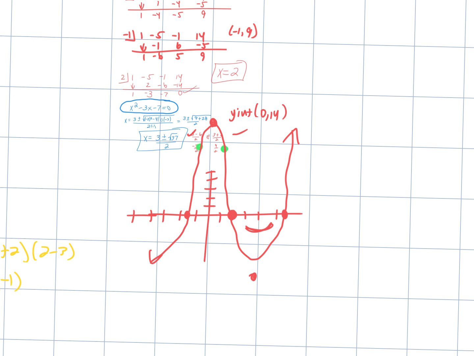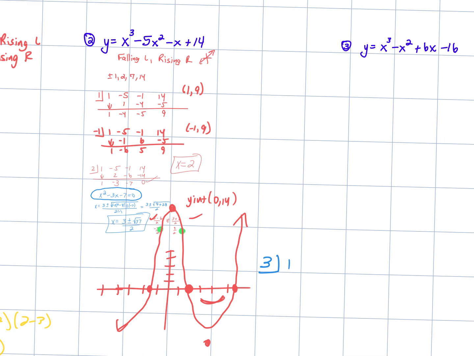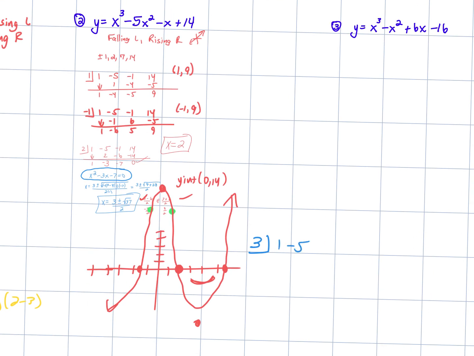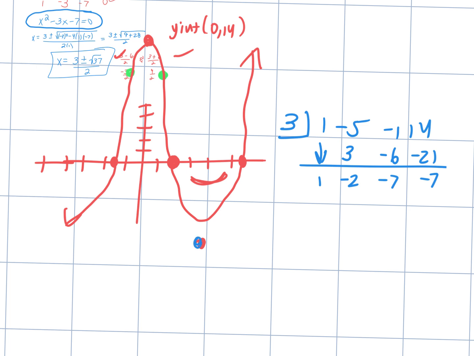Okay, so say 3. Would you plug 3 in or do synthetic division? Or does it matter? Doesn't matter. So if you wanted to find the point for 3, let's just do it real quick. So 1, -5, -1, and 14. So this is -2, right? -6, -7, -21. So this would be -7. So you'd have a point at 3, -7. So like here.